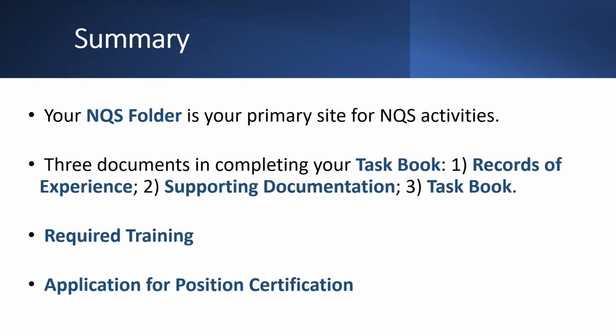In summary, the NQS folder is your primary site for NQS activities. You will spend most of your NQS-related time in your NQS folder. The three documents used in completing tasks in your TaskBook are 1. The records of experience, 2. Supporting documentation, and 3. Your TaskBook itself. Also, all TaskBooks have required training, and remember to complete the application for position certification form once all of the aforementioned have been completed.